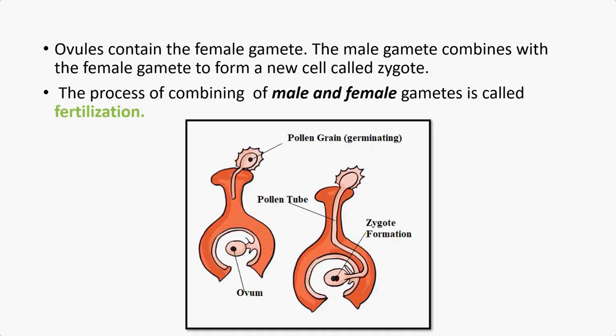Yes, Hasini, what's your doubt? Good morning, ma'am. What does the zygote do? Zygote will start to divide. Zygote is a single cell. That single cell will divide. As it divides, it becomes many cells, and they form a structure called embryo. Okay, ma'am.